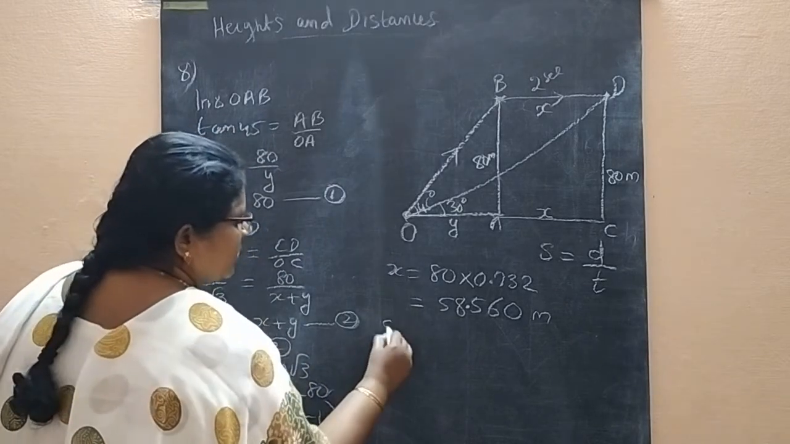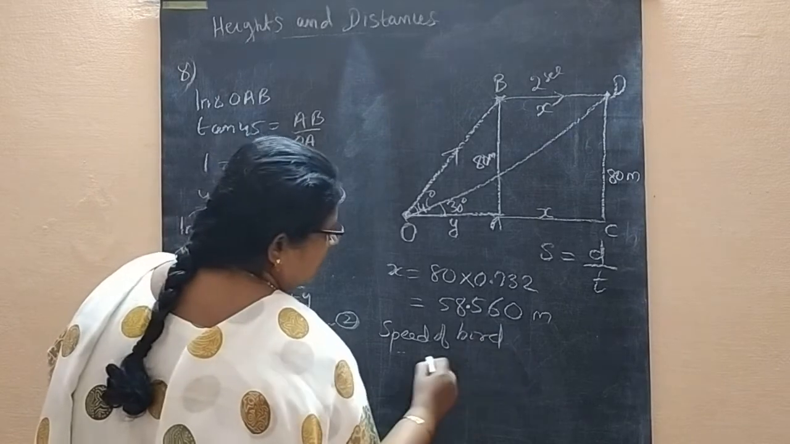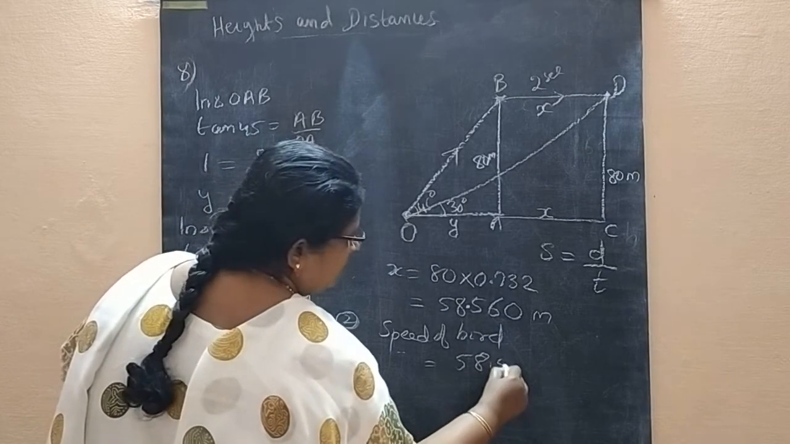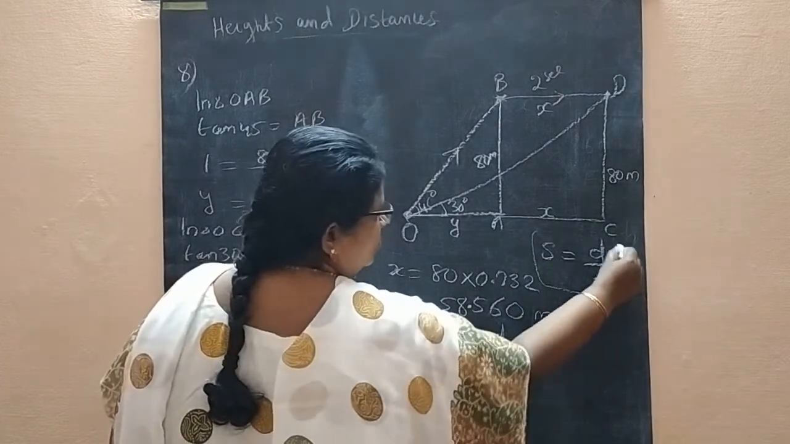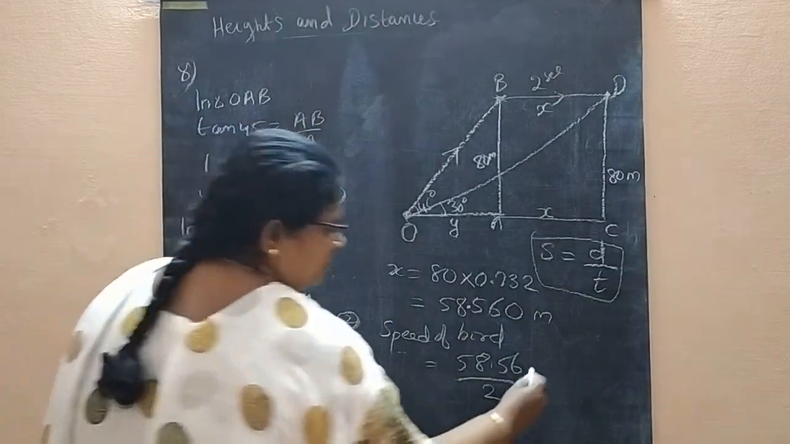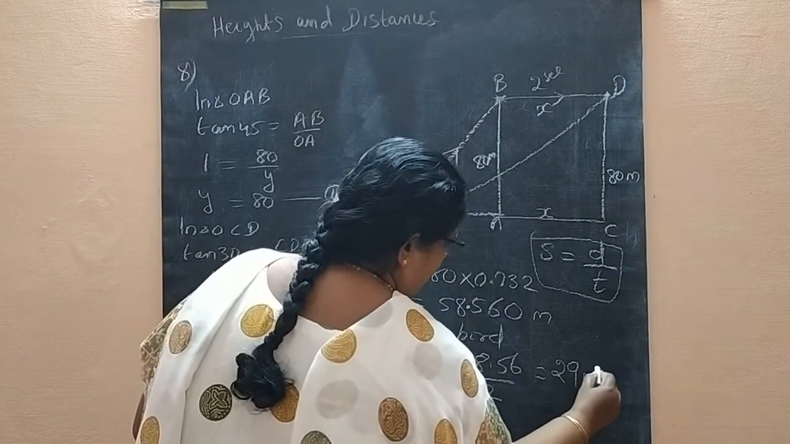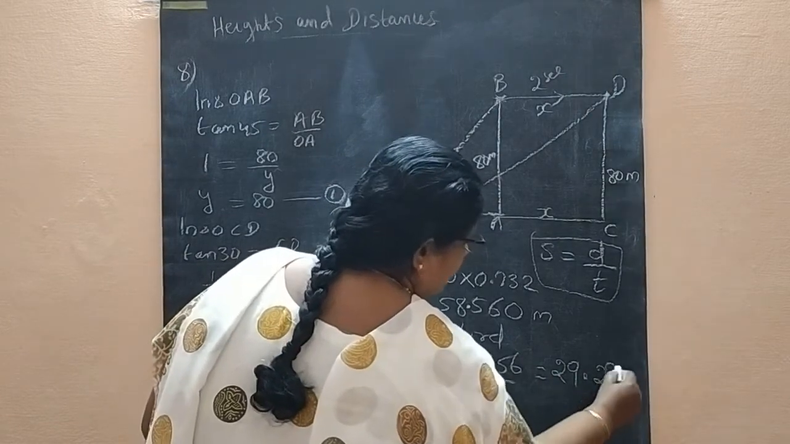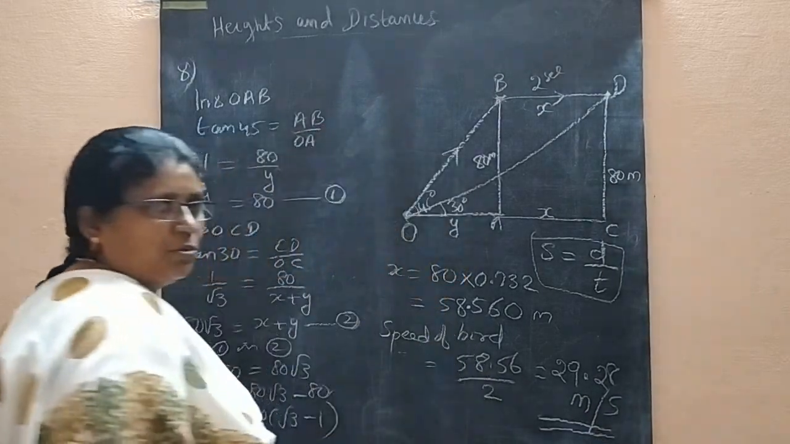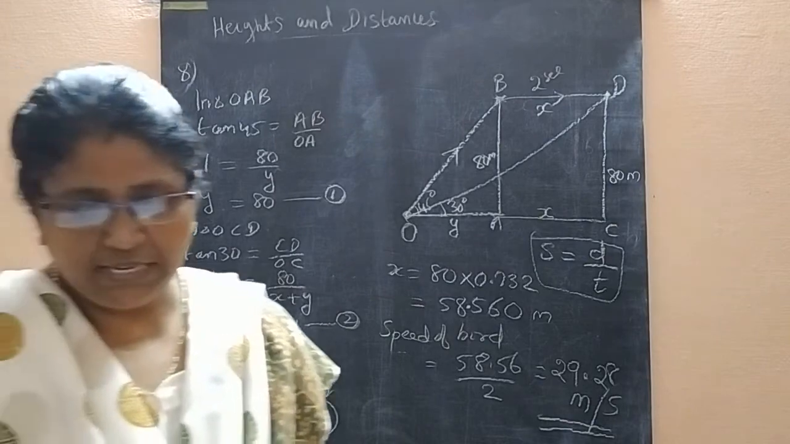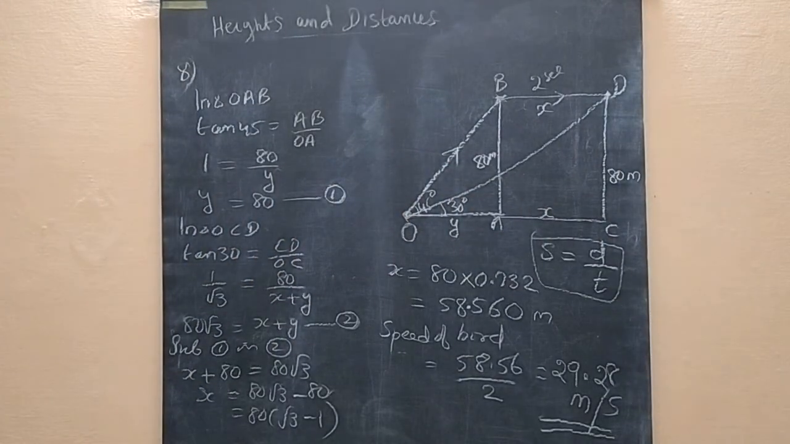Okay, what is the question? Find the speed of the bird. So, speed is 58.56 divided by 2, since speed is equal to distance by time. So it is 29.28 meter per second. 29.28 meter per second is the speed of the bird.